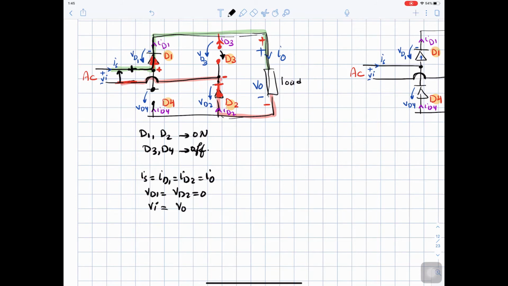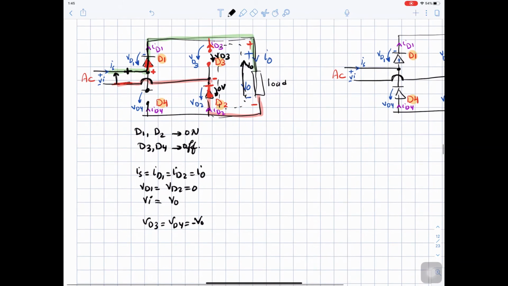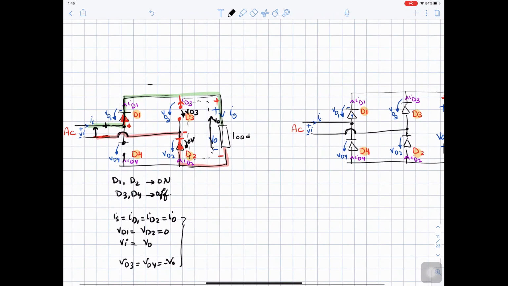And if you do KVL here, here is V diode 3, voltage here is 0 volt, voltage here is V out. So if you take this loop and you do KVL here, you can see that V diode 3 equal to V diode 4 equal to negative V out. Okay, and you can do this from KVL. So these are the equations we have during the positive half cycle of the source when the source is positive.